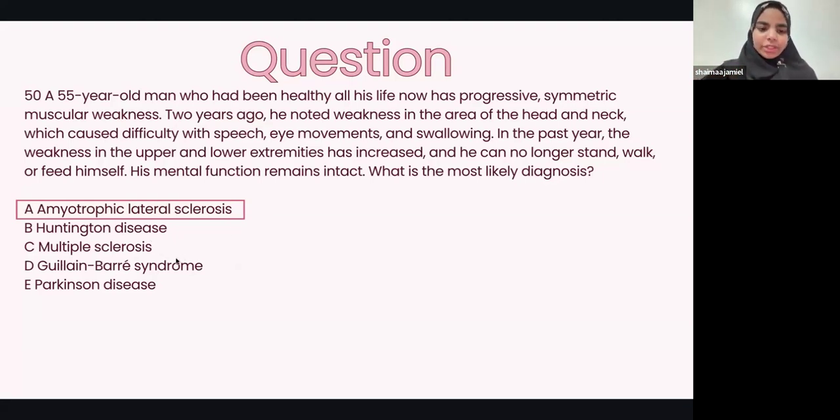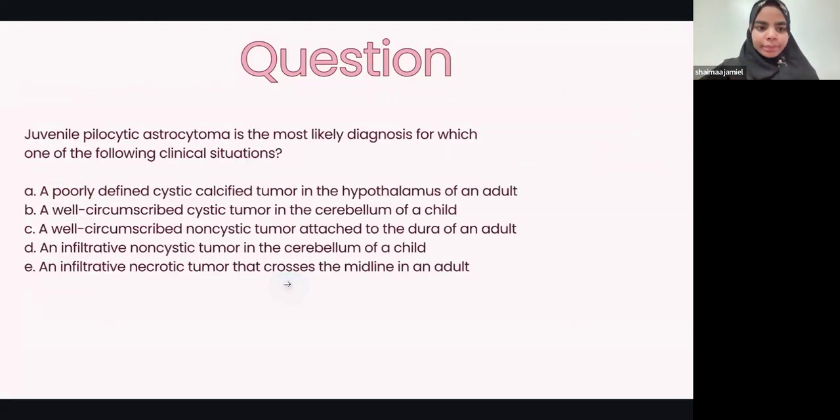Guillain-Barré infection, and then ascending. This started at the head and neck. And then Parkinson's disease is also not going to present like this. It's going to present with the tremor symptoms, the pill rolling tremor, the rigidity, and then the bradykinesia and postural instability.